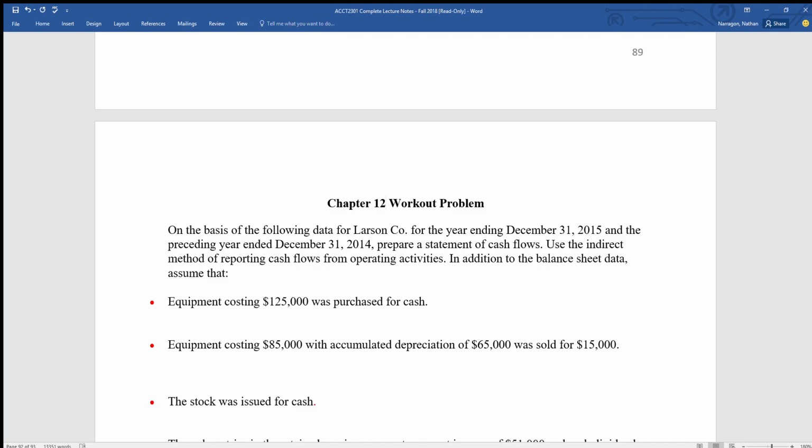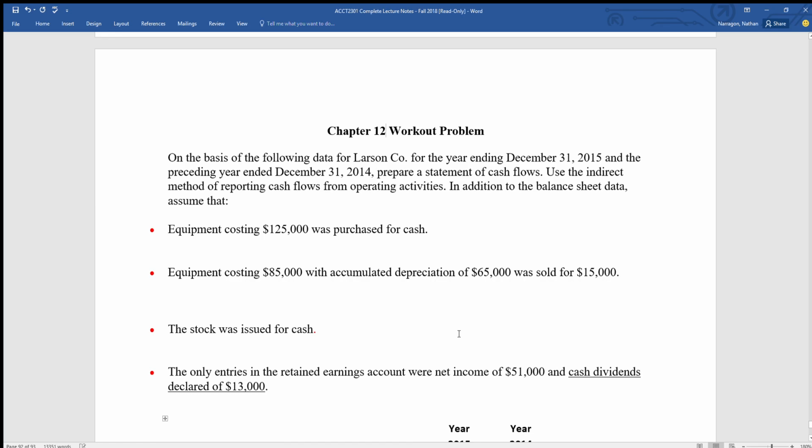So, let's look a little bit at the workout problem right here. On the basis of the following data for Larson Co. for the year ending December 31st, 2015, and the preceding year ending December 31st, 2014, prepare the statement of cash flows using the indirect method of reporting cash flows from operating activities. In addition to the balance sheet data, assume that some of these items happen. So first off, know if it's going to be investing or financing or operating. Here we see equipment.